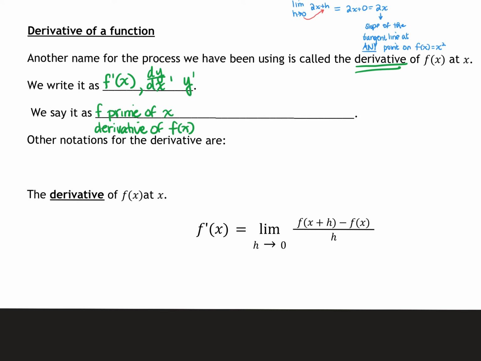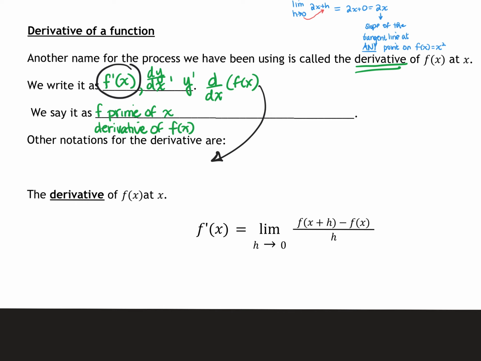You could see it as d over dx of f of x. There's lots of different ways to see the notation for this. We are going to stick to this one. So I'm either going to say f prime of x or the derivative of f of x. Either one of those mean the same thing. And I do have the space here for other notations for the derivative. I've already kind of written that out.